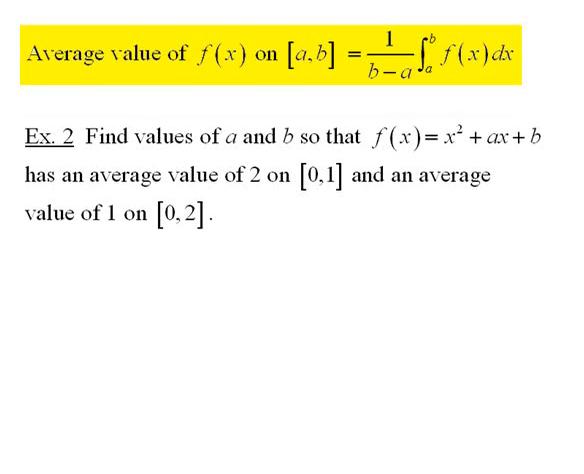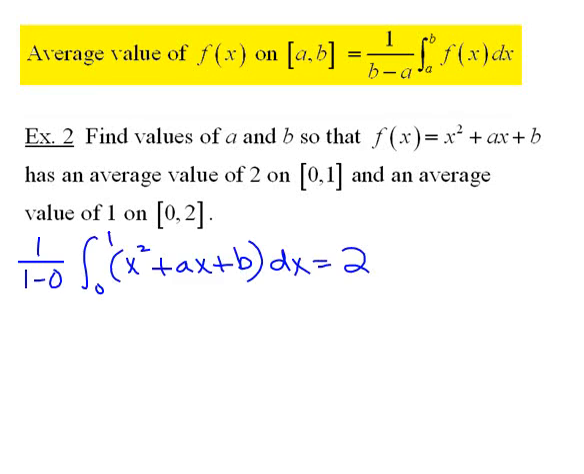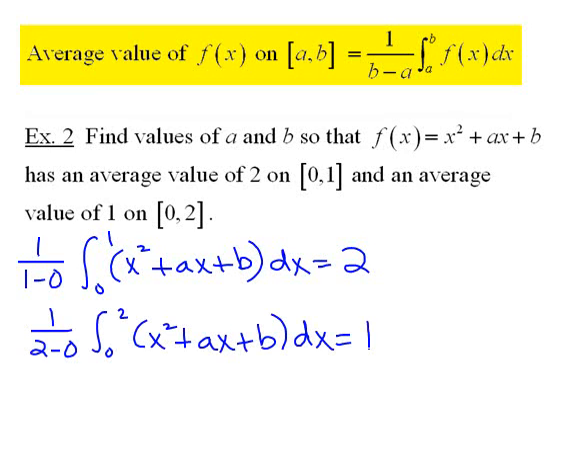The second example asks us to find values for the constants a and b so that the function f of x equals x squared plus ax plus b has an average value of 2 on the interval from 0 to 1 and an average value of 1 on the interval from 0 to 2. First, I'll use the average value formula to set up two equations. One showing that the average value from 0 to 1 is equal to 2, and another showing that the average value from 0 to 2 is equal to 1. From here, you would complete the integration and solve the resulting system of equations for a and b.